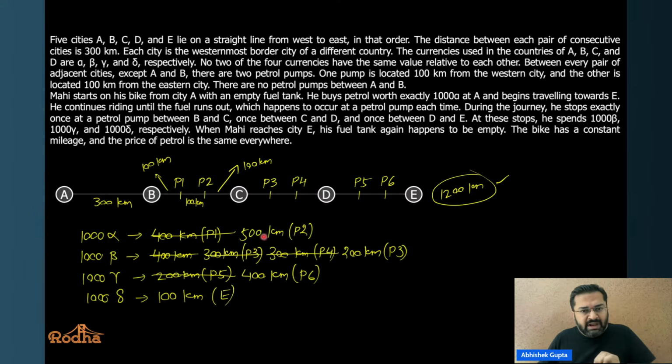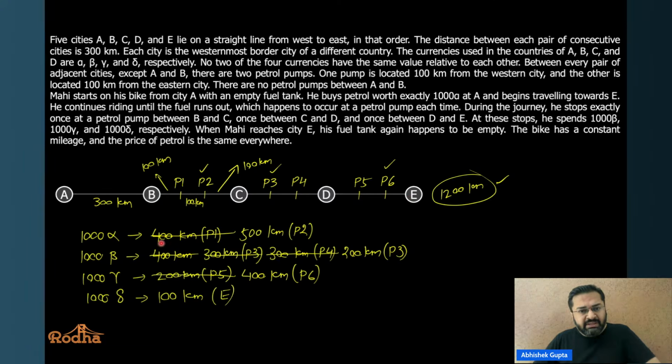So when we checked everything, we realized that the only way the condition satisfied would be that when he travels 500 first, P2 becomes our first stop. This is our first stop. P3 becomes the second stop. This is the second stop. And this P6 becomes the third stop. Fine. So he refuels first at P2, then at P3, and then at P6. P2, P3, and P6, and then he reaches E.